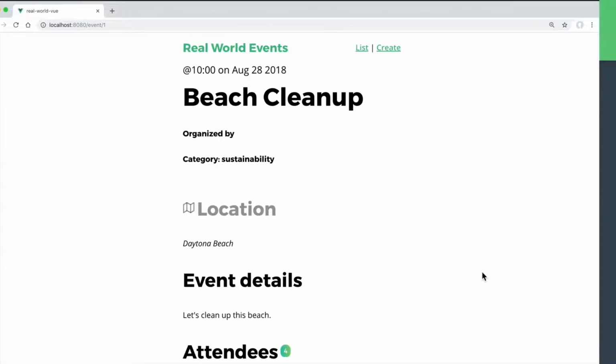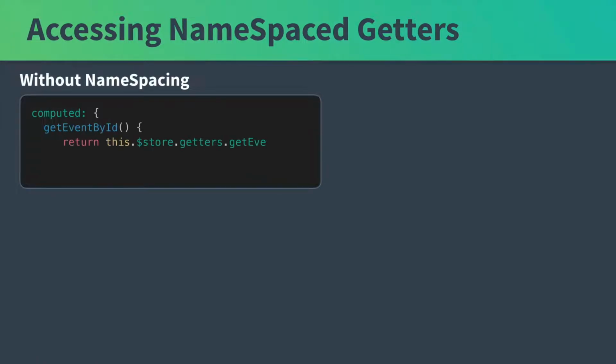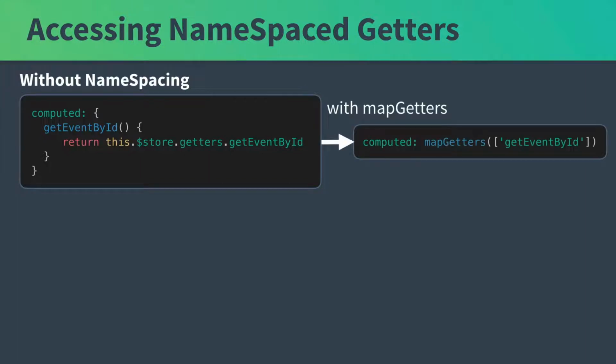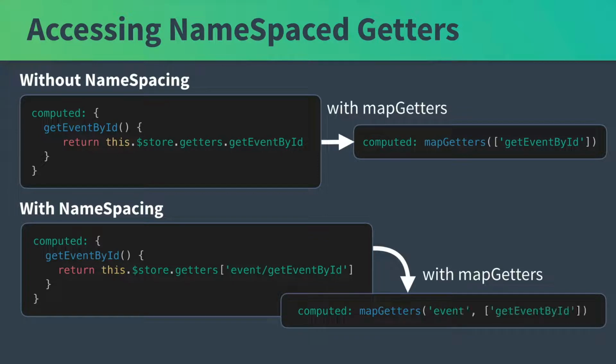I also want to show you how to access namespaced getters. Without namespacing, to access a getter, here is what I would do. We covered this in a previous lesson. Using the mapGetters helper, I can use this syntax and it gives me the same functionality. With a namespaced module, here's how I would call a getter. And with mapGetters, I would use this syntax.